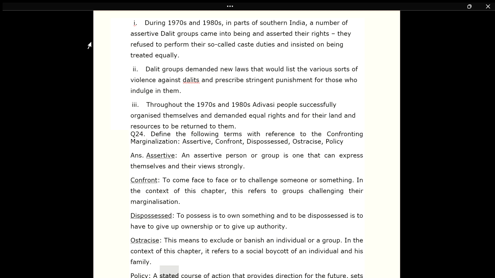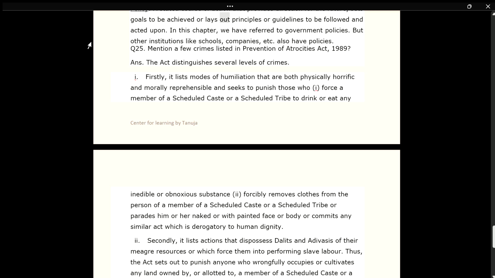Policy. A stated course of action that provides direction for the future, sets goals to be achieved or lays out principles or guidelines to be followed and acted upon. In this chapter, we have referred to government policies. But other institutions like schools, companies, etc. also have policies.